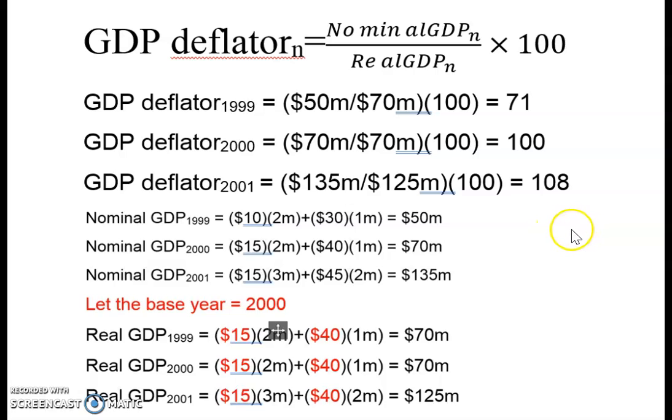You can see that because we select year 2000 as the base year, the base year is a benchmark. It always equals 100. The index by itself doesn't tell you a lot. But if you compare it, then it tells you a lot. For example, we know that the price level increased from 71 to 100 between 99 and year 2000, and then it continued to increase to 108 between 2000 and 2001. So you know that there is inflation going on. Okay.